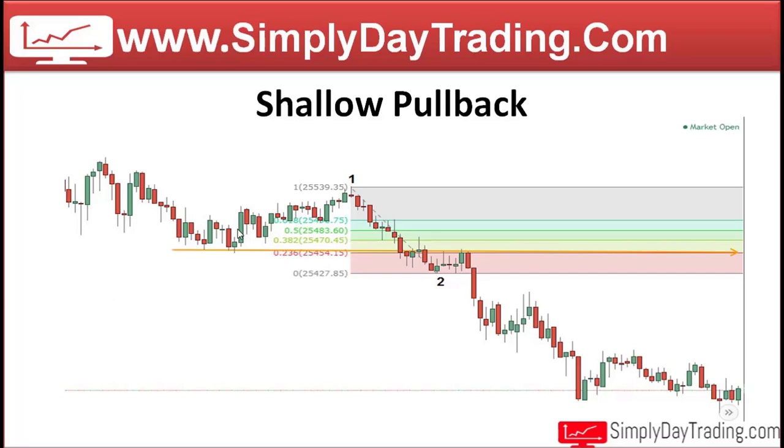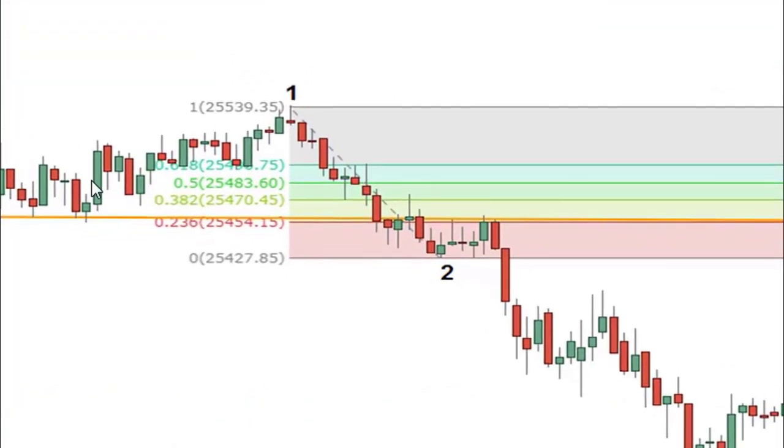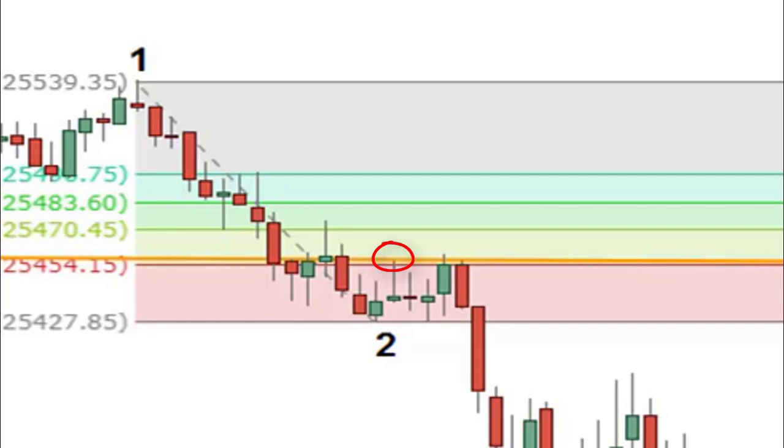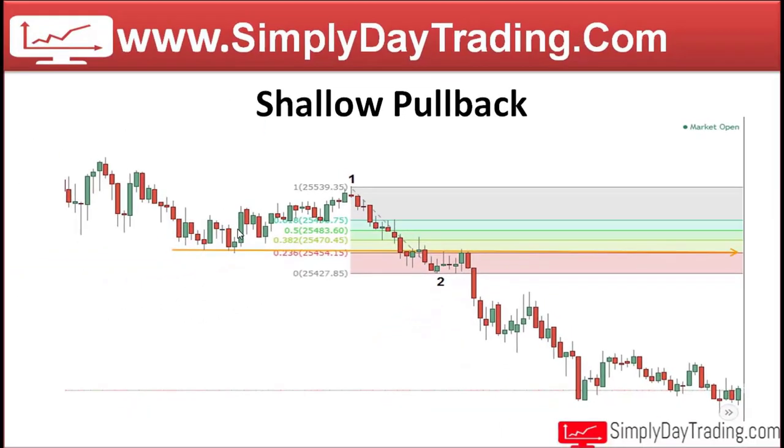A trend in motion is more likely to continue than to reverse. The second one, we have a shallow pullback, which means the downtrend will most likely resume. And the third reason is we have a resistance just near the 23% retracement level and it rejected the price twice before the first red candle in the pullback was formed. Hence, we have a confluence of factors here which makes it a high probability short setup.